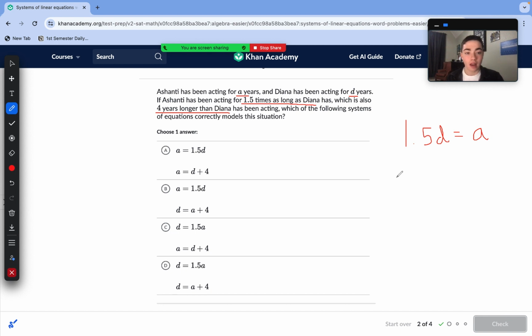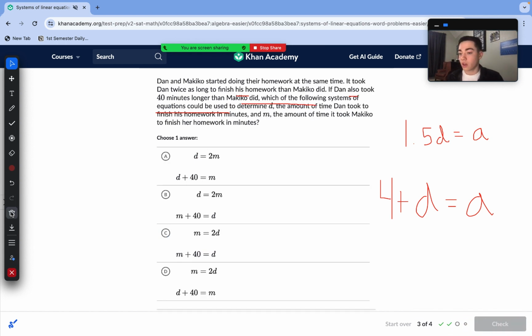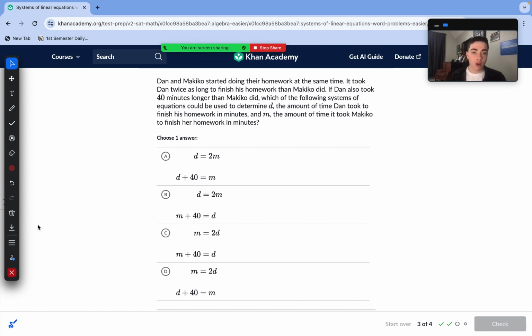And then we can see here, 4 plus Diana's acting years gives us Ashanti's acting years. And we can manipulate these, move them around a little bit to find our answer, which is answer choice A. Matches them. Yep, A equals 1.5D, and A equals D plus 4. A is the correct answer here. So it's really important to be looking out for our keywords that mean operations, like plus meaning addition, times meaning multiplication, so on and so forth. On to our next question here.